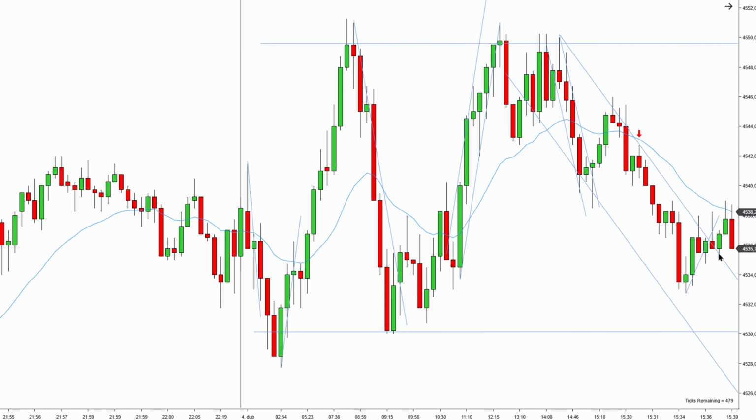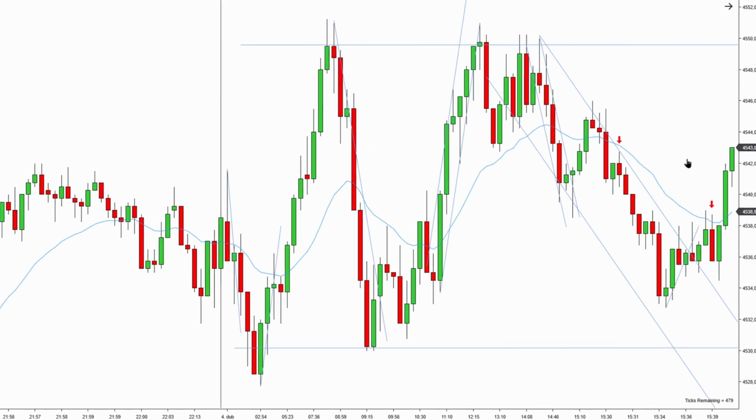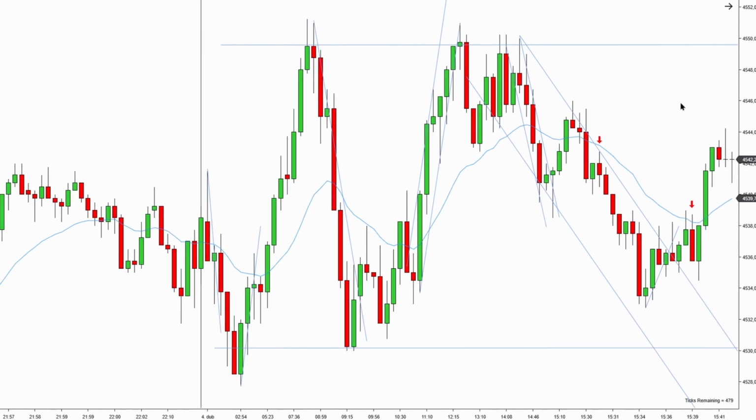Everybody went short too early, long too early, they got trapped, and this was my second trade for the day. And notice what happened: I got stopped out, and that is okay. There's nothing to overthink. I still like the trade.